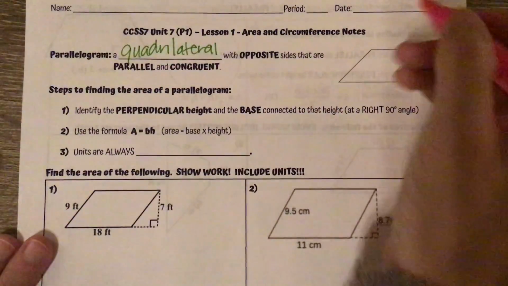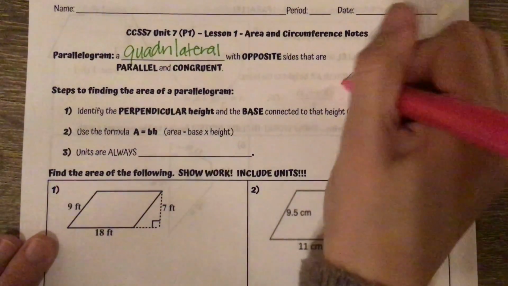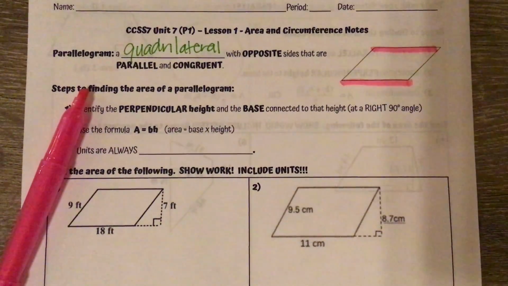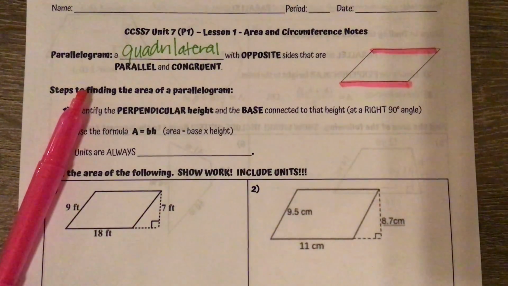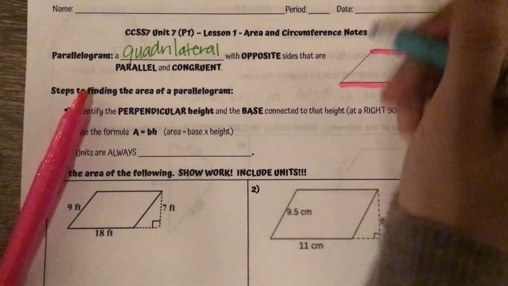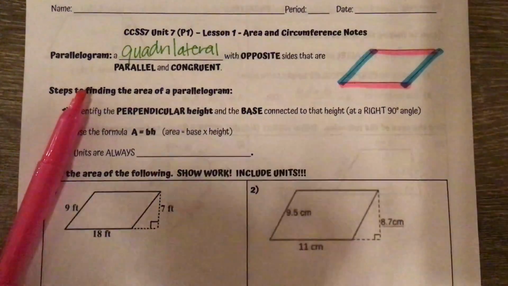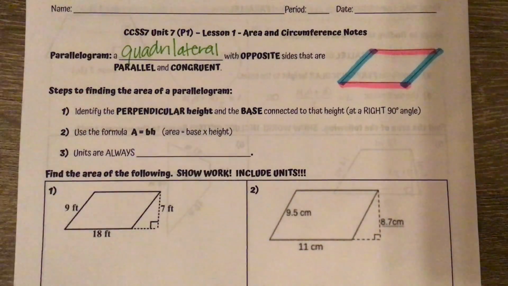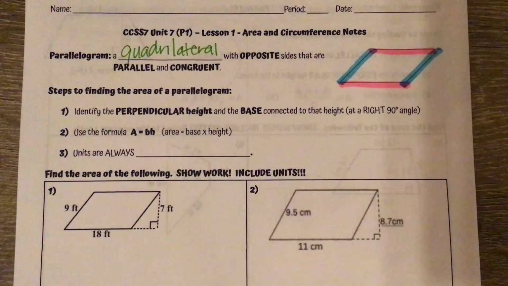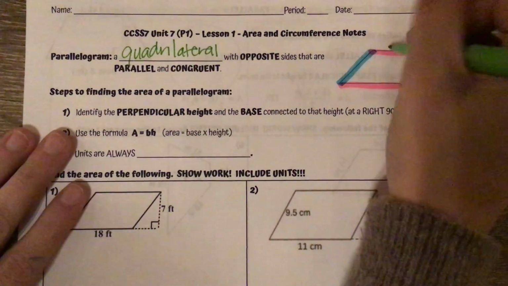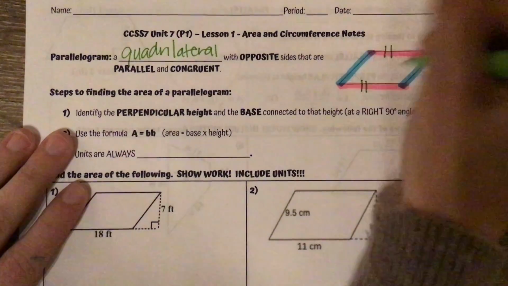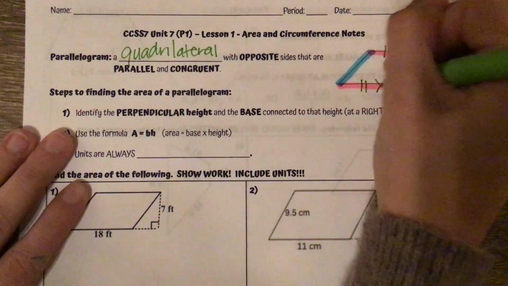So we know these opposite sides are parallel and congruent. So I can show that they're congruent with those tick marks and parallel with these little arrows.